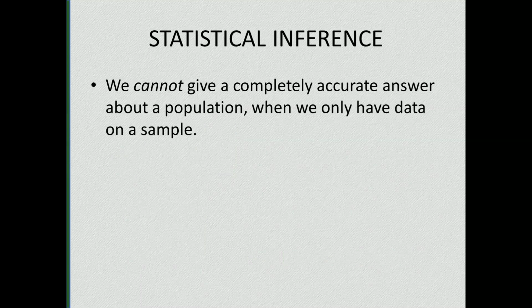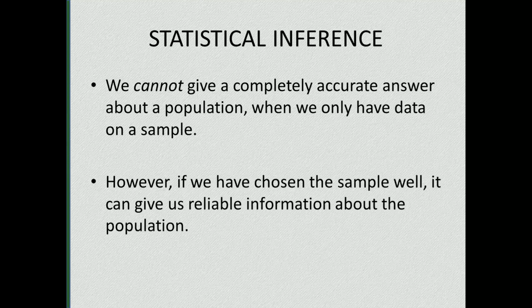The issue is that we cannot give a completely accurate answer about a population, about everybody, when we've only got data on a sample, on some people. Remember, they surveyed 400 voters out of the entire electorate. They may know how those 400 voters think, but they don't know exactly how the people they haven't surveyed are planning on voting. Now, all hope is not lost.